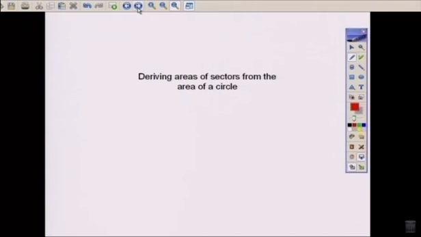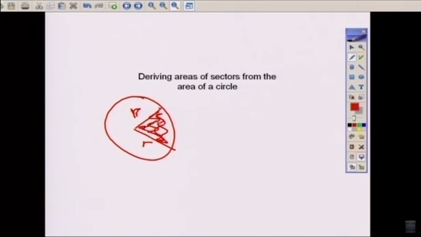Now we want to look at deriving areas of sectors from the area of a circle. So again, we're going to start with a circle with radius of r, and I'm going to create a sector here. So that's an r right there, an r right there. And we want to find the area of that particular sector.